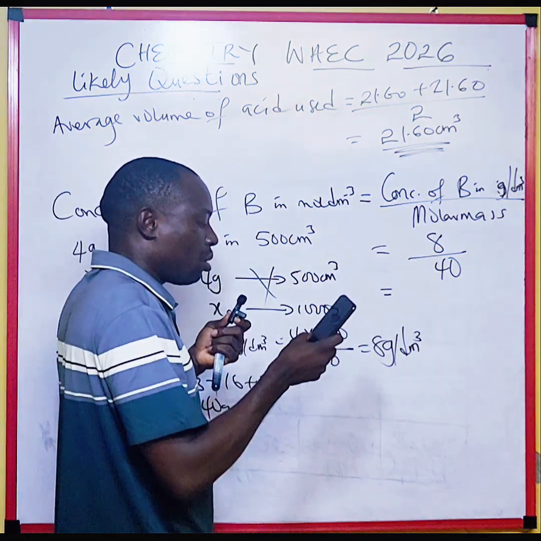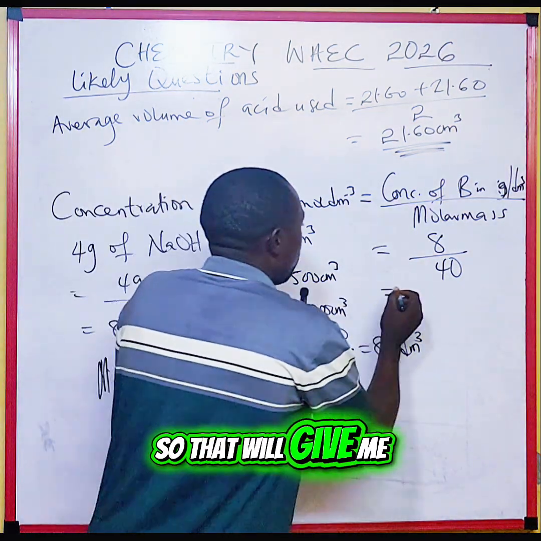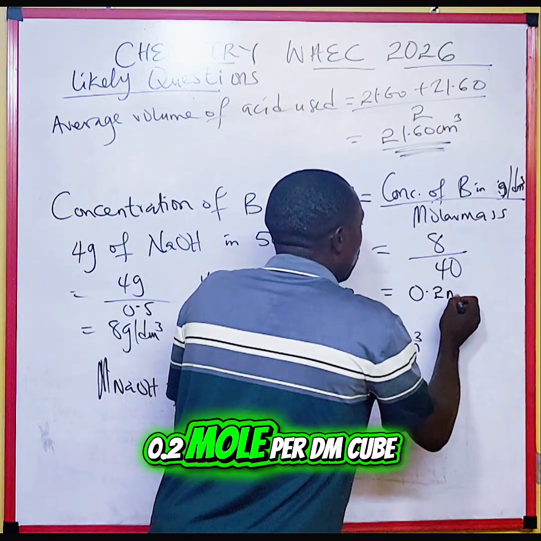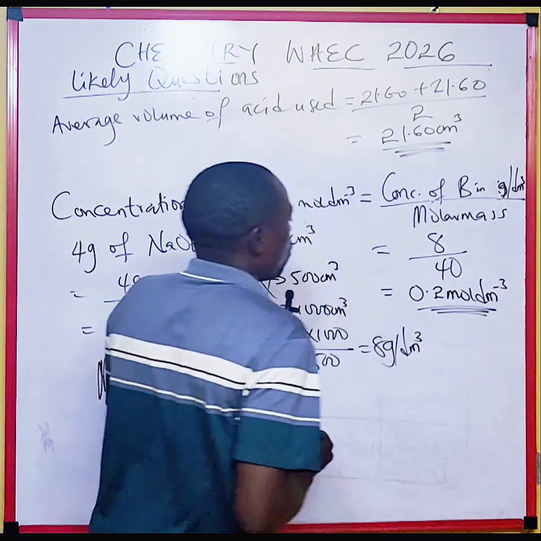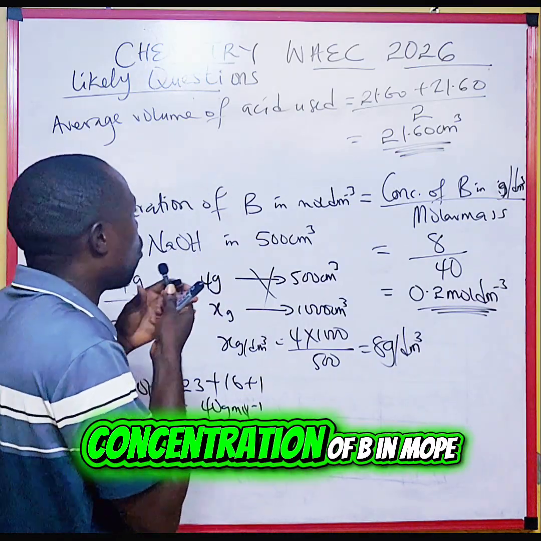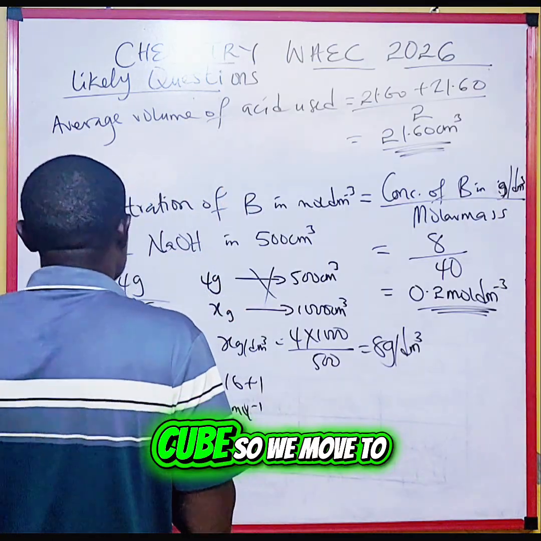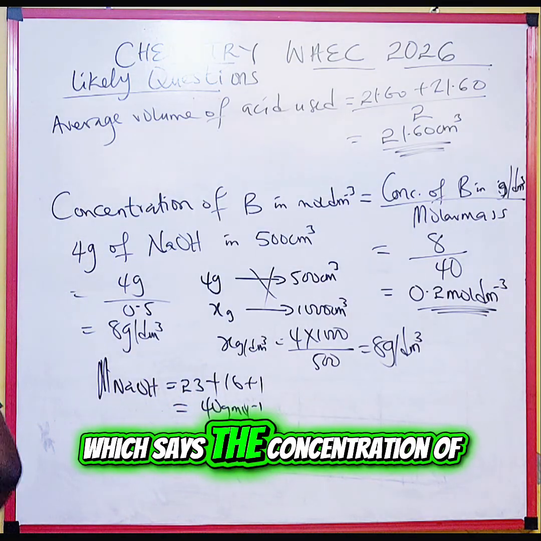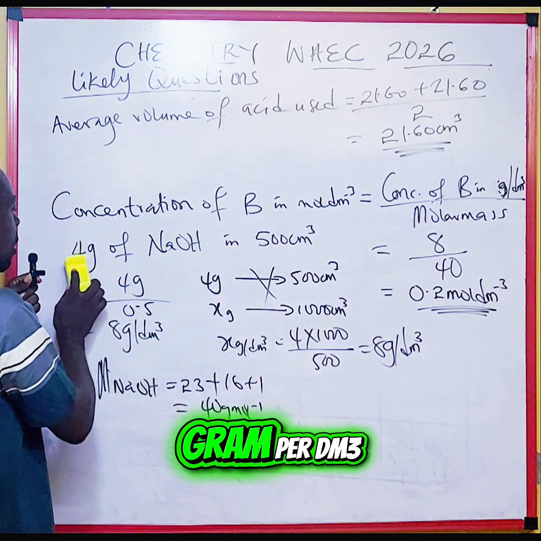0.8 divided by 40 will give me 0.2 mole per dm cube. So this is already the concentration of B in mole per dm cube. So we'll move to the next question, which says the concentration of A in gram per dm cube.